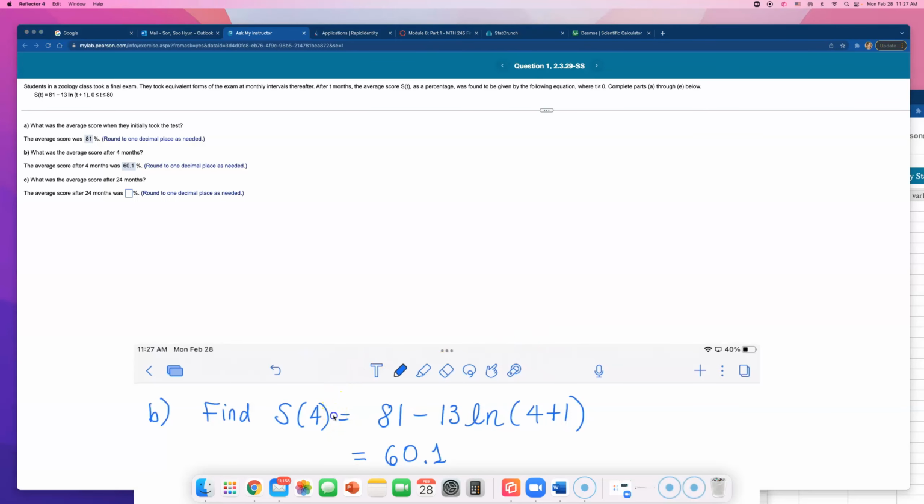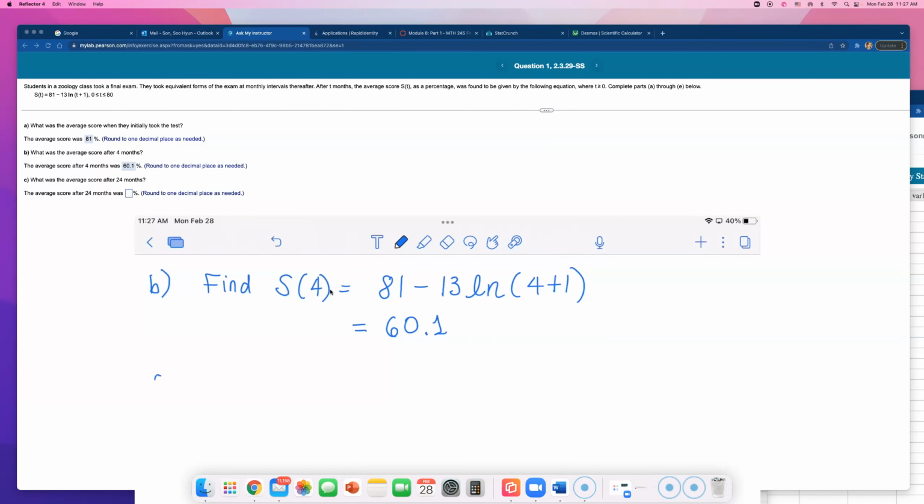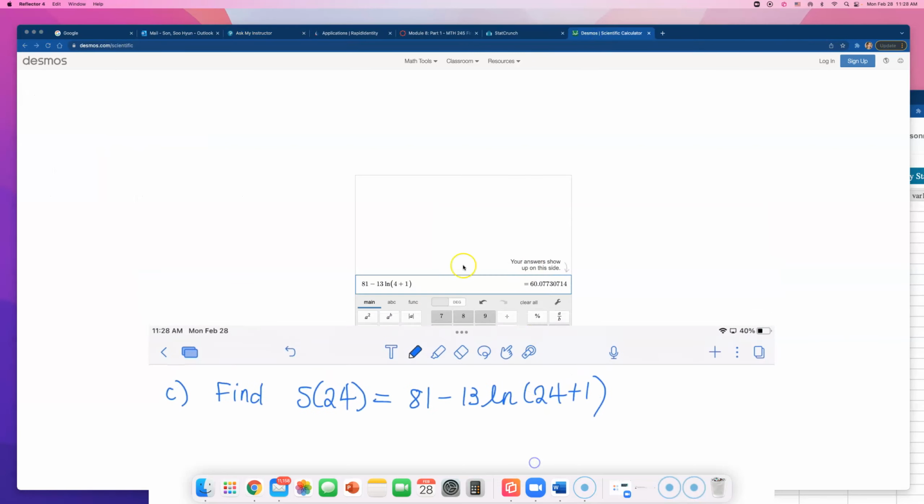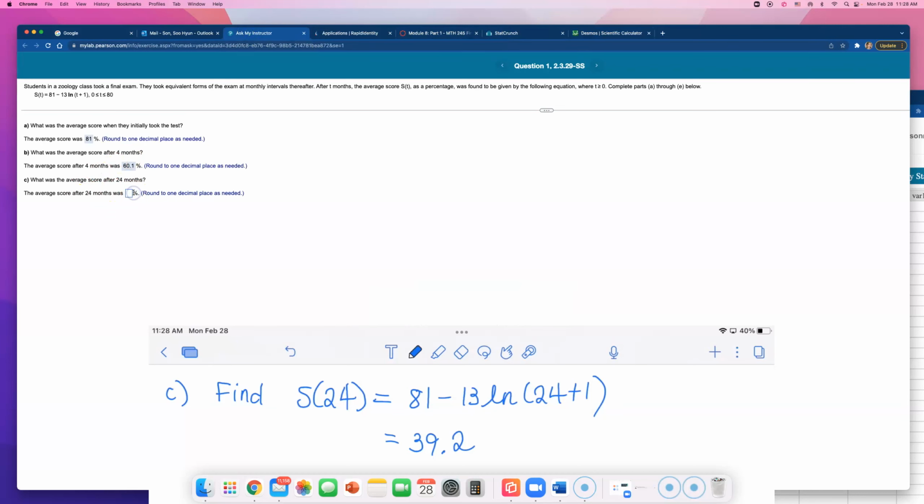What's the average score after 24 months? Now for part C, you see these first 3 parts are not difficult. We just have to plug in these numbers. 81 minus 13 times natural log of 24 plus 1. And I already have mine typed up in Desmos, so I'm just going to change that 4 to 24. And the score comes out to be 39.2%. So after 2 years, they forgot it all. They got like less than 40% right. Okay. 39.2.